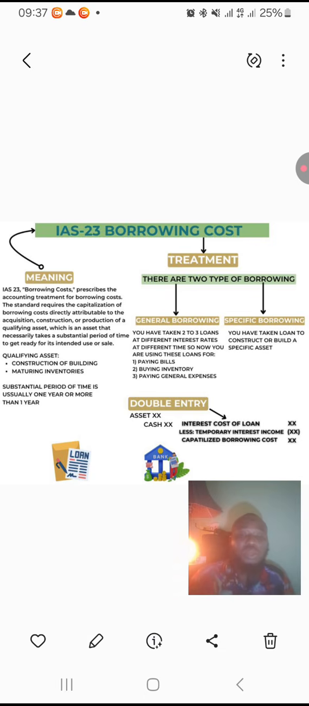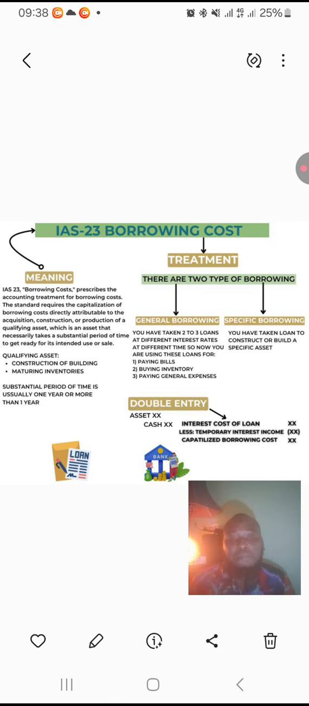On the other hand, when we are classifying it as expenses, we are simply saying that the cost of borrowing should be recognized in the income statement as an expense, which is a charge against the profit or loss. So IAS 23 has been able to make further clarifications regarding when to expense and when to capitalize.